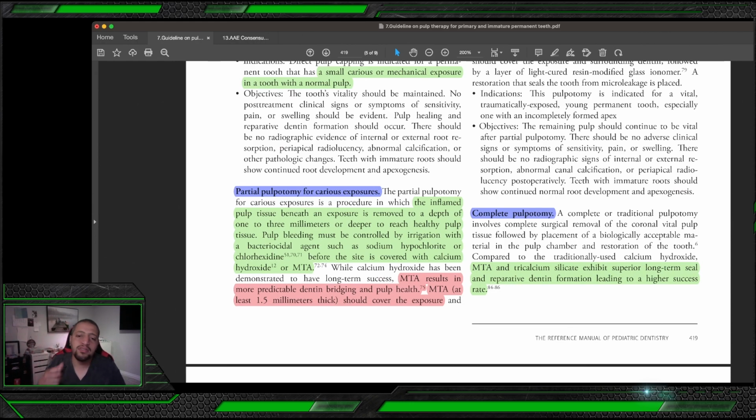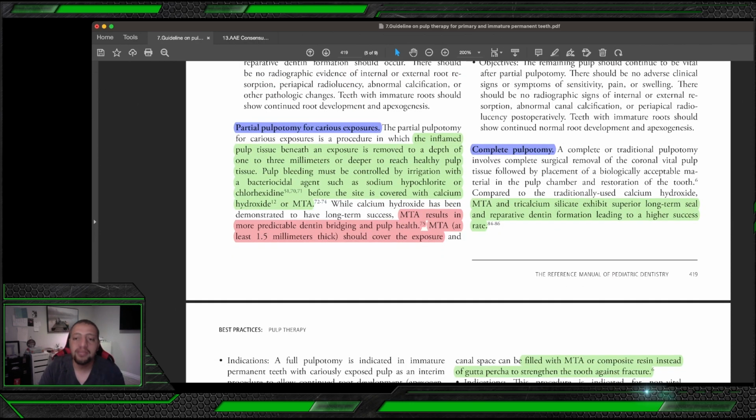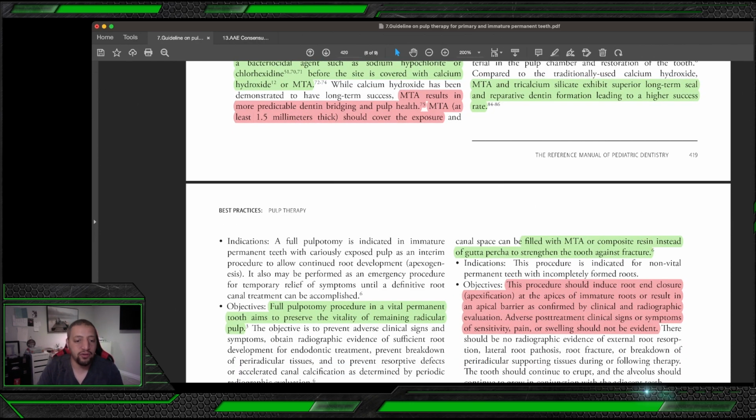I think you know this. MTA will be completely set in maybe 24 hours or more. So at least 1.5 millimeters thickness should be applied to give some strength to the material until it is completely set. But the study is showing amazing results for MTA.